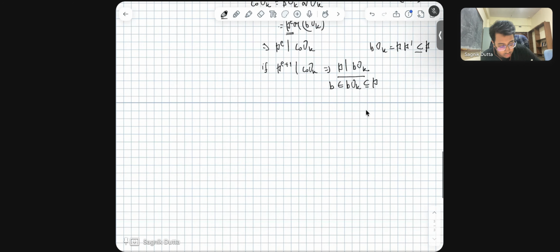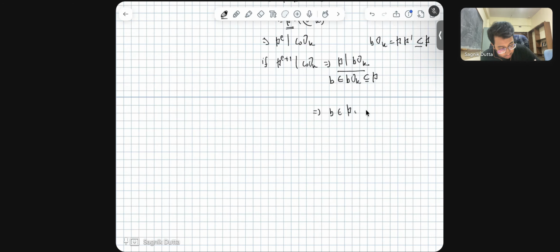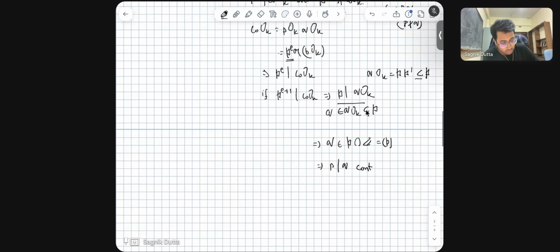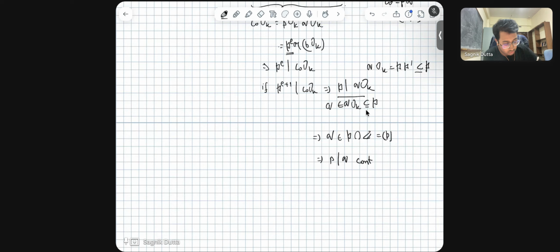So that means B is here, which is just the ideal generated by P inside Z. But that's not possible, right? Because this will imply that P divides B, which is a contradiction, because there's no P factor in Q. Sorry, this should be Q. So this is a contradiction.